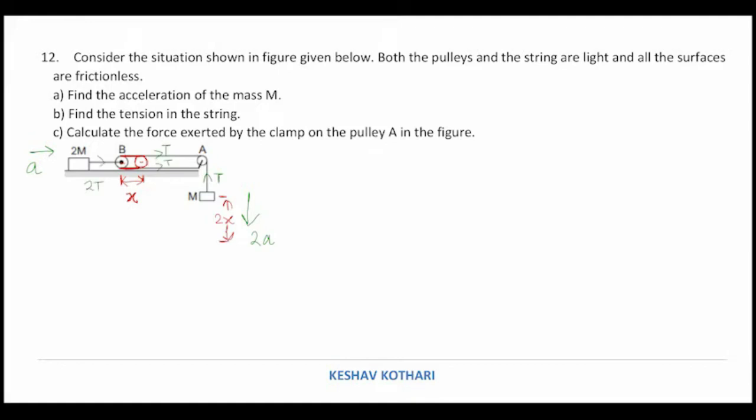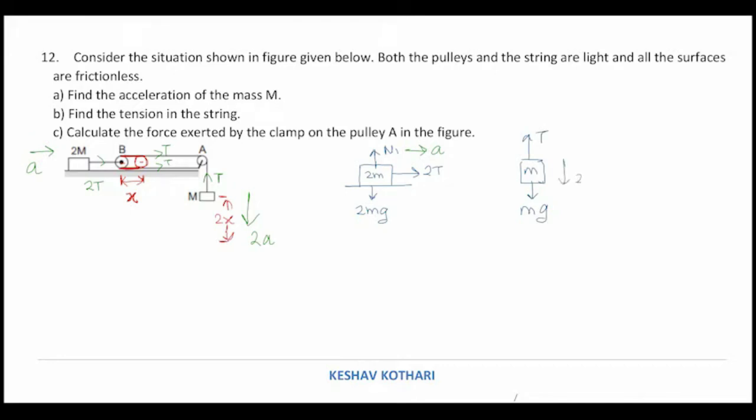Now if I draw the FBD of each block individually, for 2m I can draw it this way: a weight of 2mg is acting in the downward direction, which is balanced by the normal reaction force in the upward direction. A force of 2T by the spring is exerted in this direction, and as a result the mass is accelerating with an acceleration a. If I draw the FBD for the block M, it is going to be this way: the block M exerts a force Mg in the downward direction. A tensional force T is acting in the upward direction, and it is accelerating with an acceleration of 2a in the downward direction.